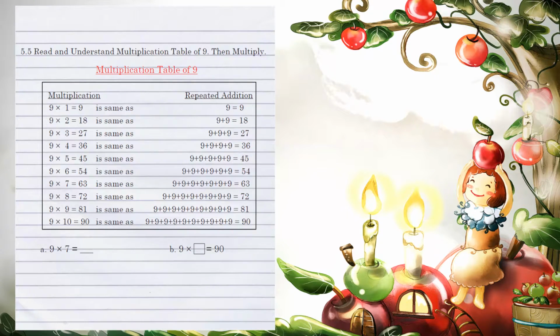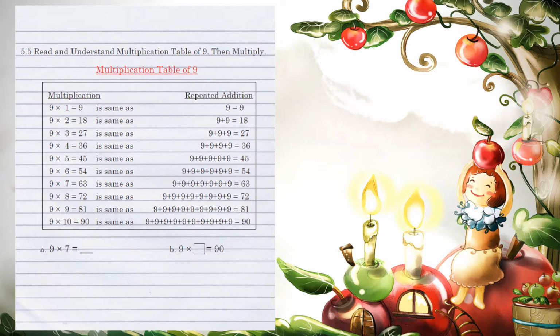Unit 5.5. Reading and understanding multiplication tables of 9. We have 9 times 1 gives us an answer of 9. 2 groups of 9 gives us an answer of 18. 3 groups of 9 gives us an answer of 27. Again, we continue our pattern of adding 9. We will get the answers for each of the numbers.